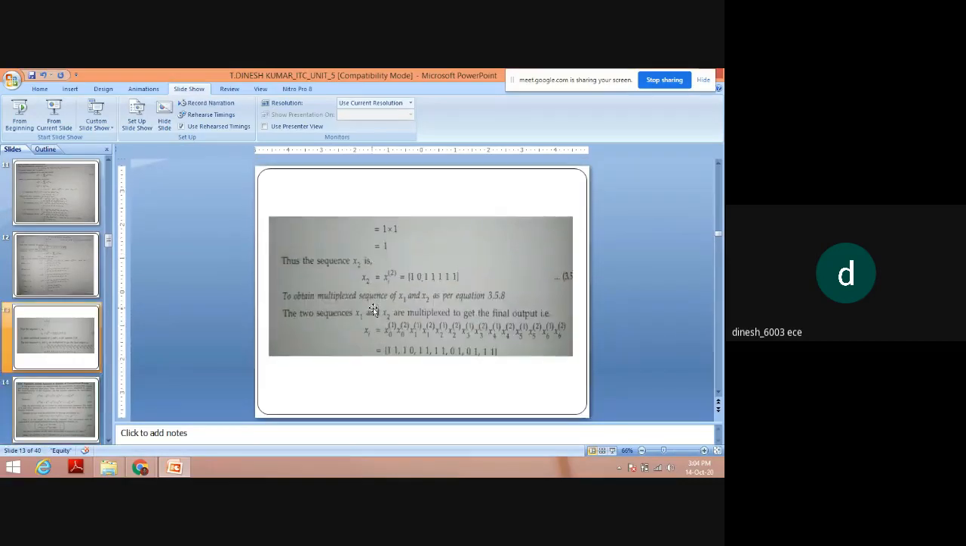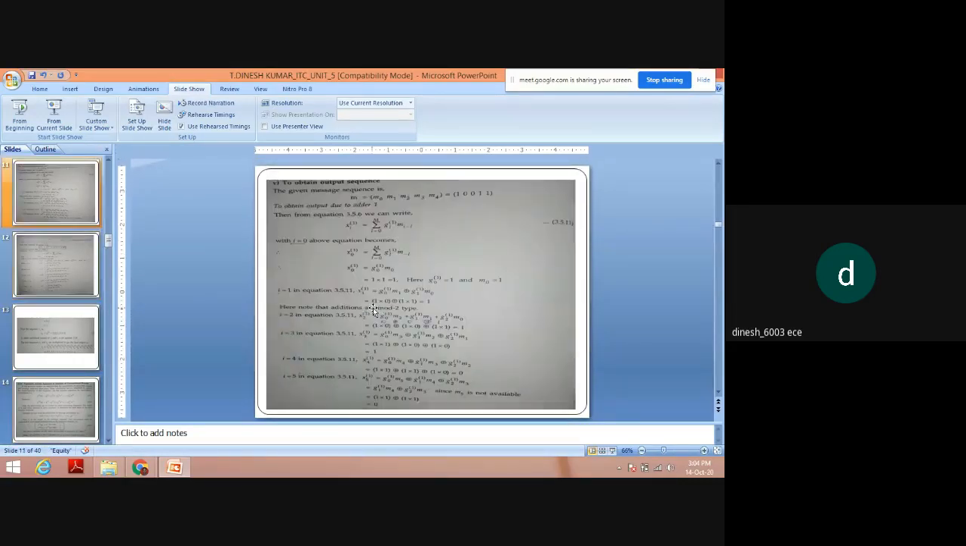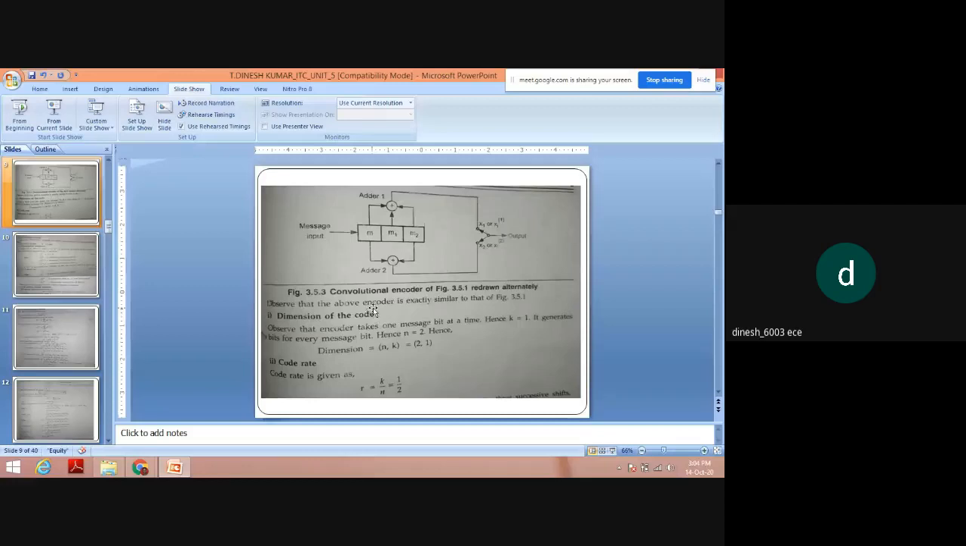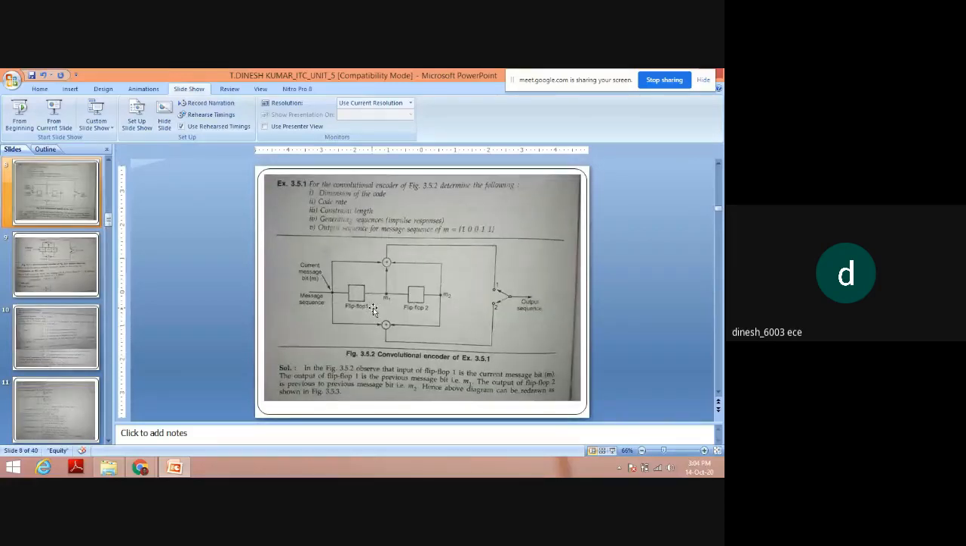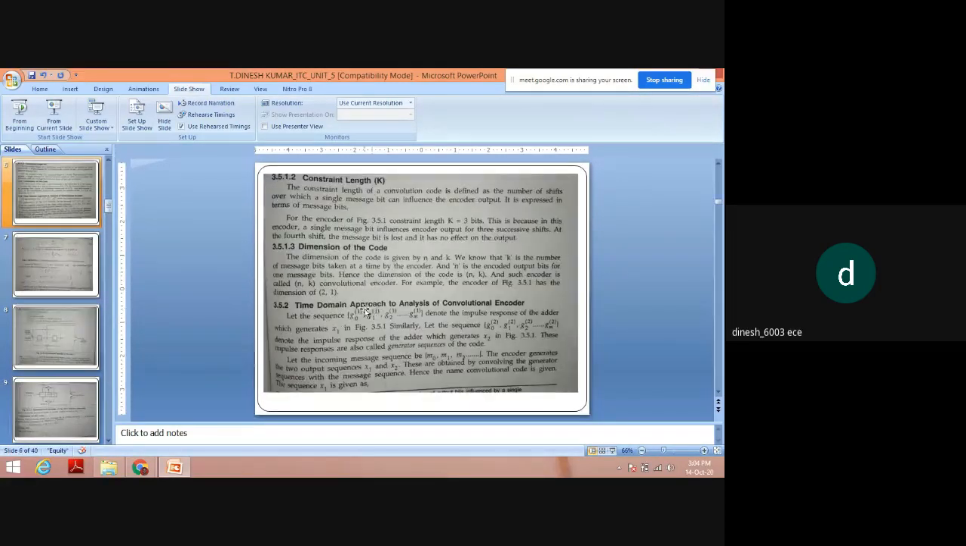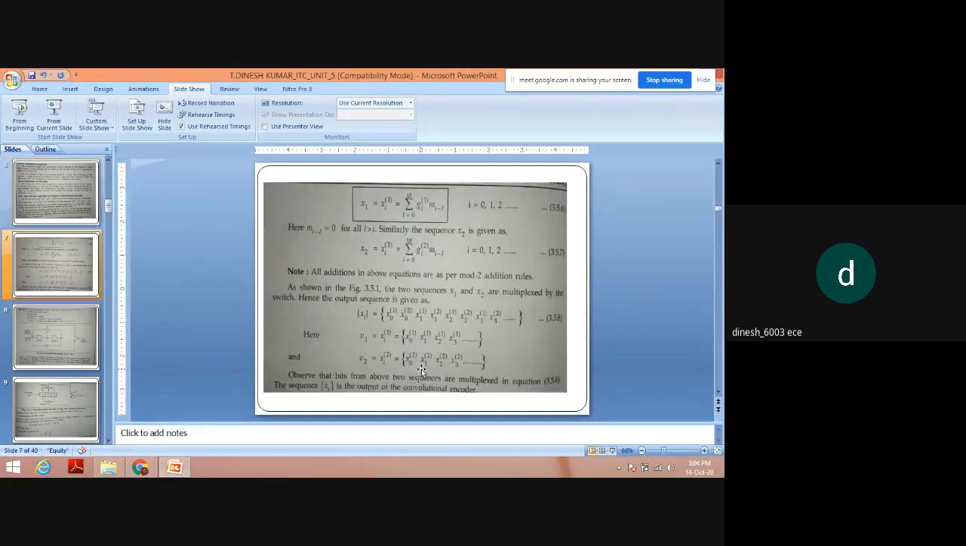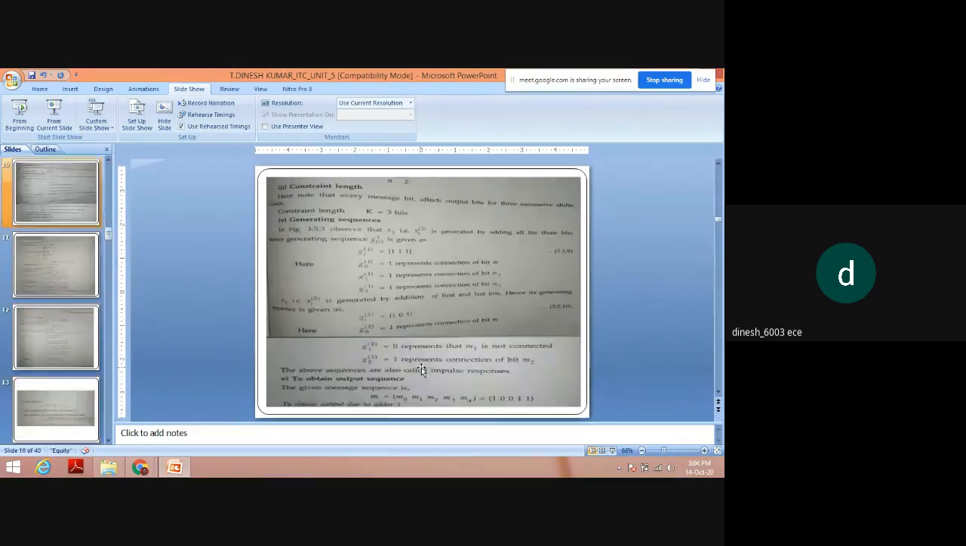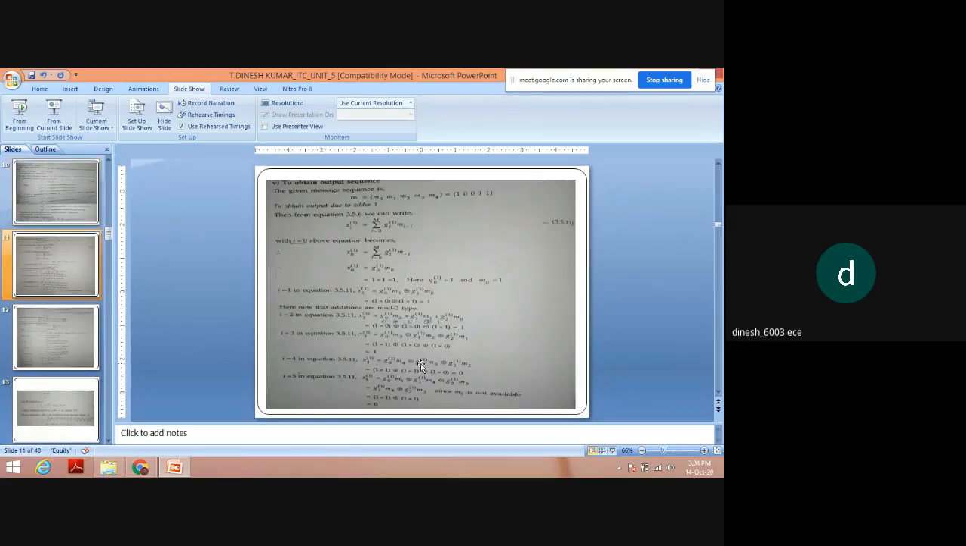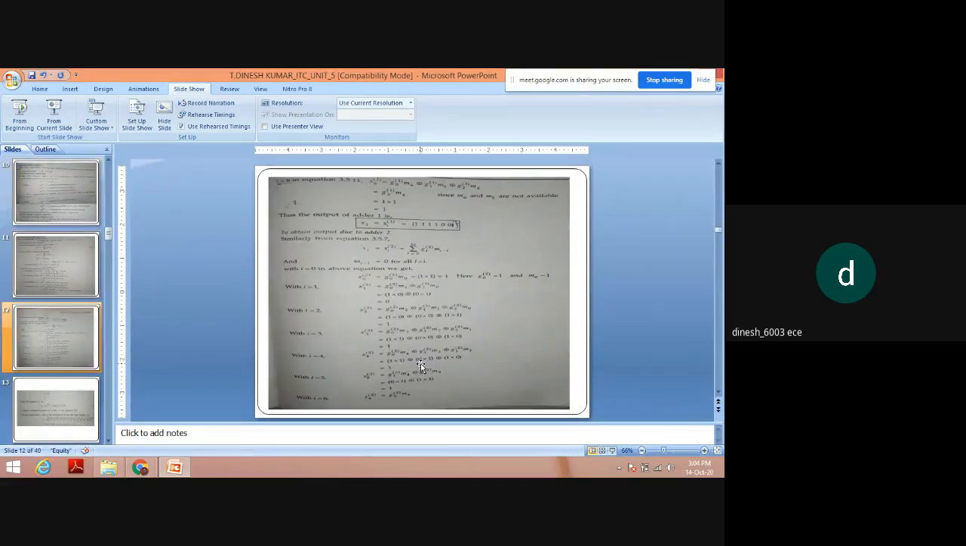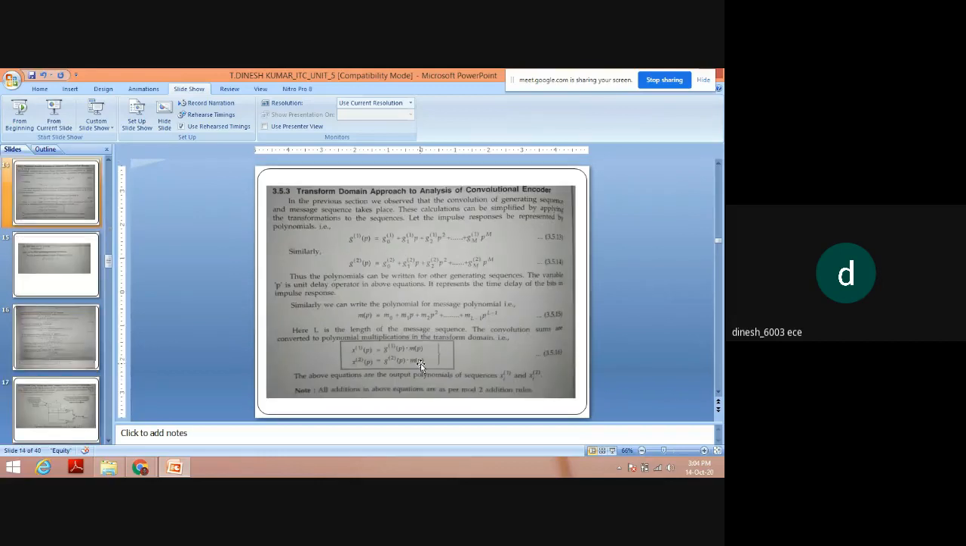So far, what we had seen is the analysis in terms of the time domain approach of the convolution encoder. Now, after the time domain analysis, this is how to do time domain analysis. Next is transform domain analysis.